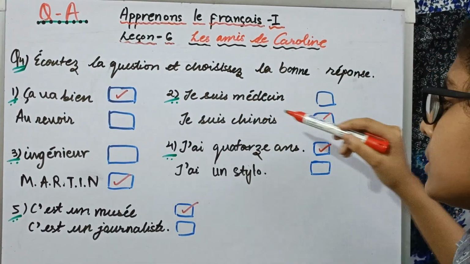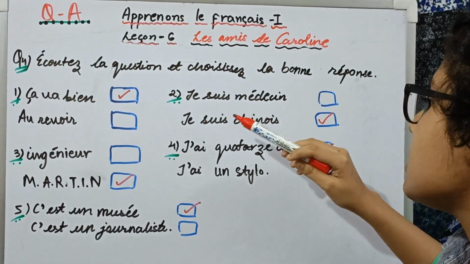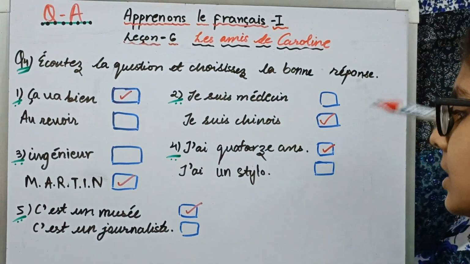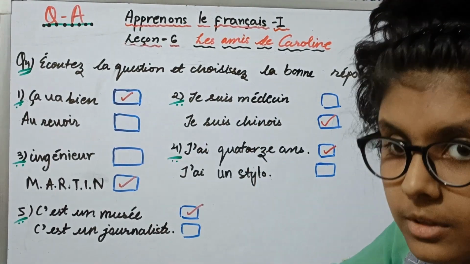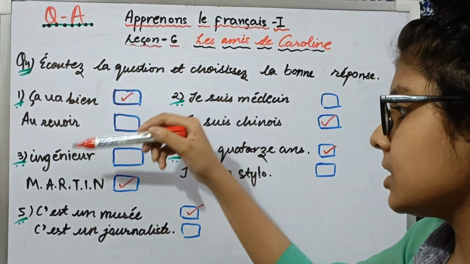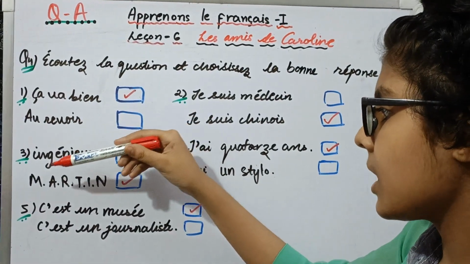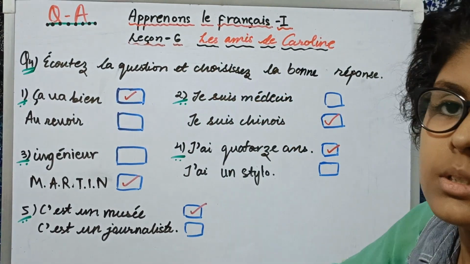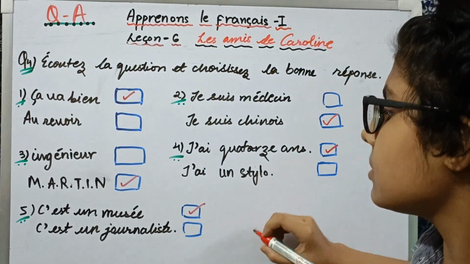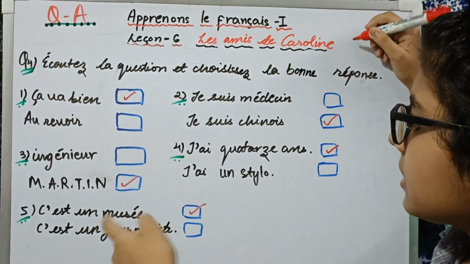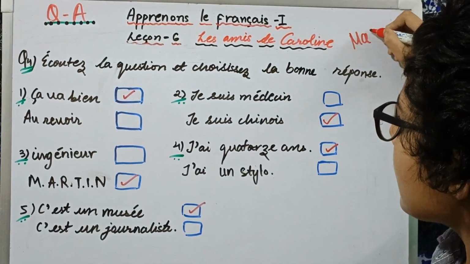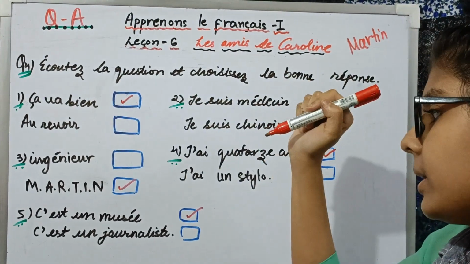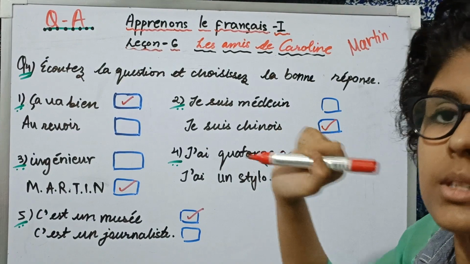Then we have je suis médecin, I am a doctor, and je suis chinois, I am Chinese. So je suis chinois is the correct answer. Then we have the third one, engineer, and then we have Martin. This is the spelling, letter by letter, of the name. That person's name is Martin, Martha. His name is Martha, and this is the spelling. So Martha is the correct answer in the third part.